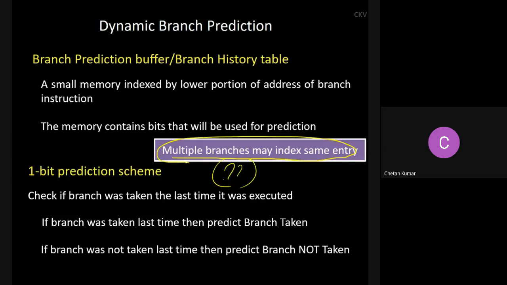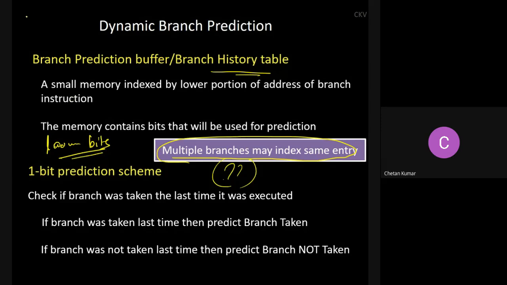So what do you mean by this statement? Multiple branches may index the same entry. So the lower address bits that are used for accessing the branch history table might be the same for two different branches.